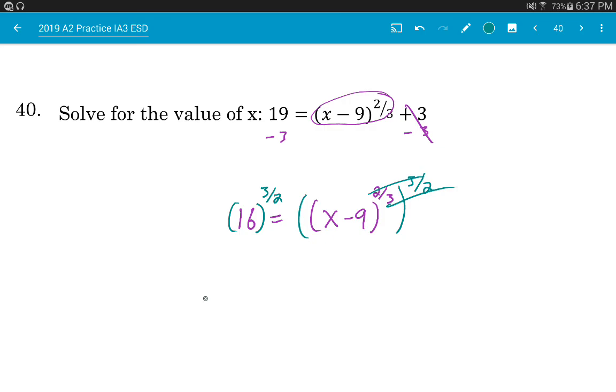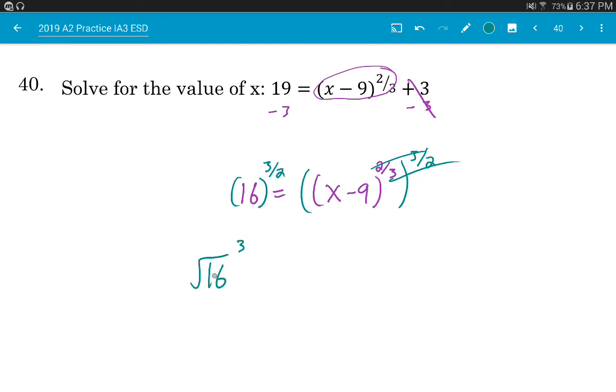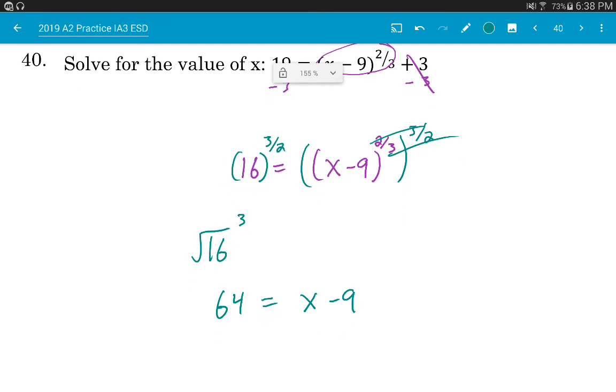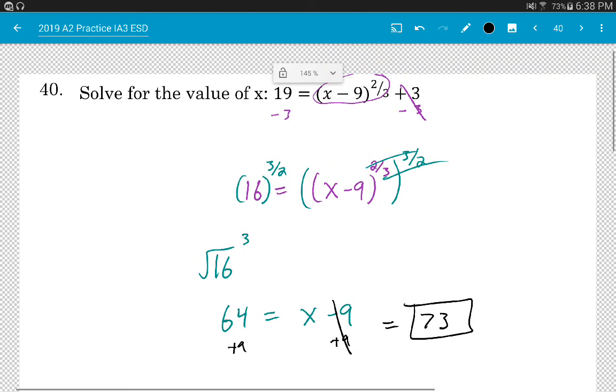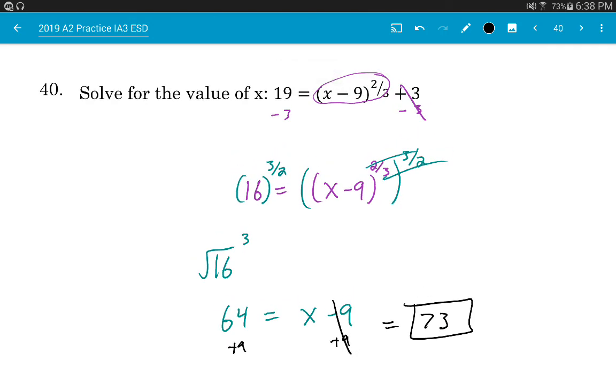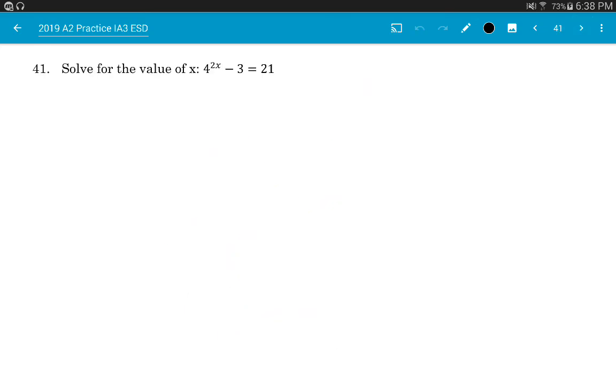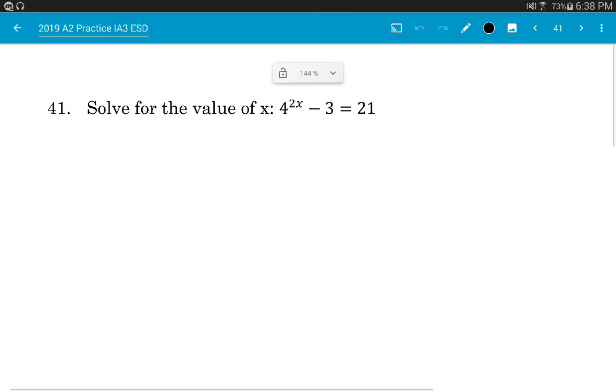16 to the 3/2. Now that's 16 underneath the square root to the 3rd power. So that's square root of 16 is 4, cubed is 64, is equal to x minus 9. And now all I need to do is plus 9, and x is going to be equal to 73. I could always plug back in and check this in the calculator to make sure I'm right, by the way. That'd work just fine.